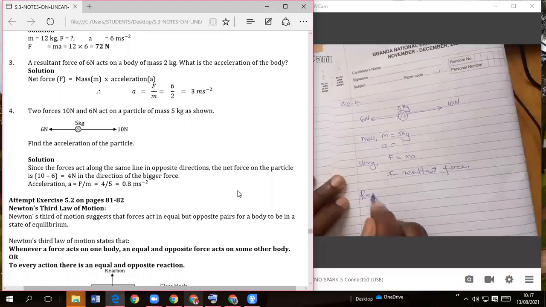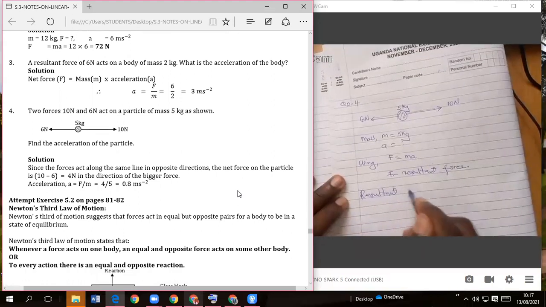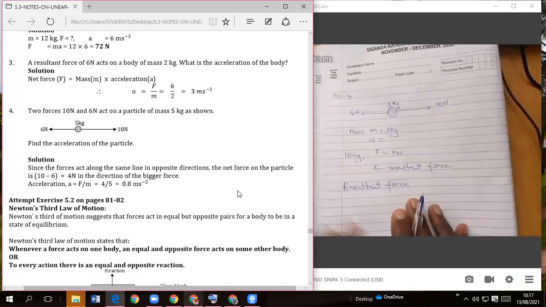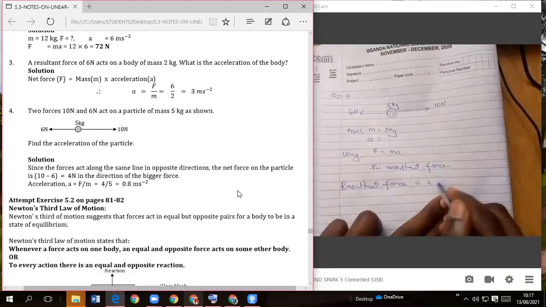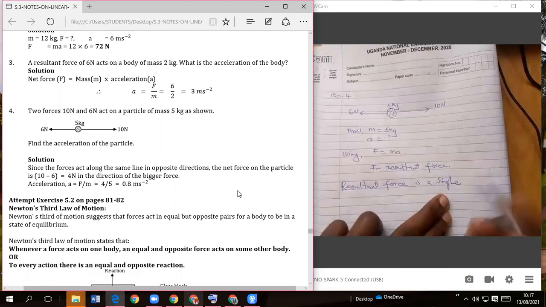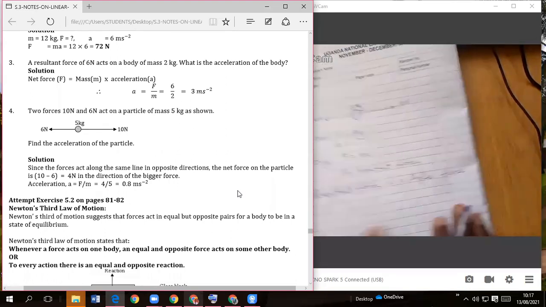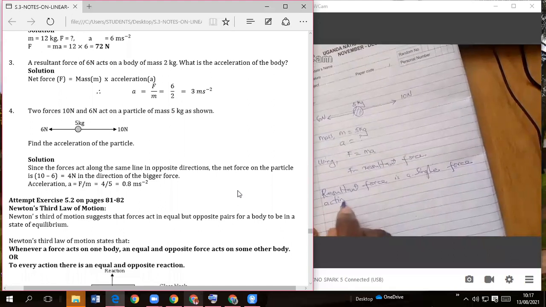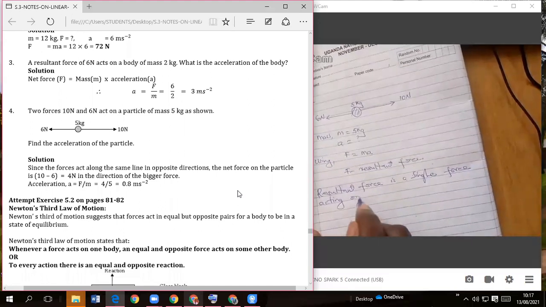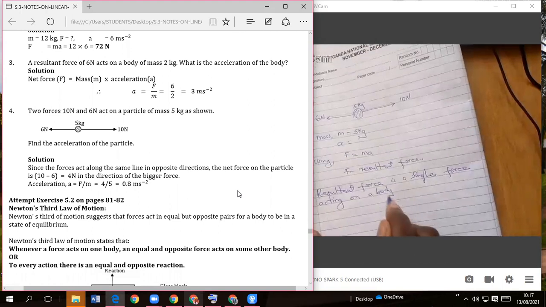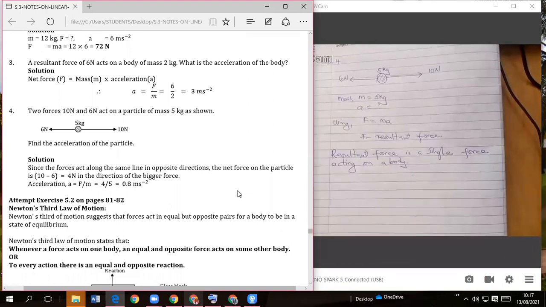So, resultant force, for those who have forgotten, is a single force acting on a body. Okay? Are we together?